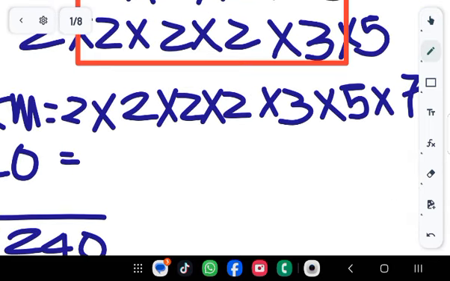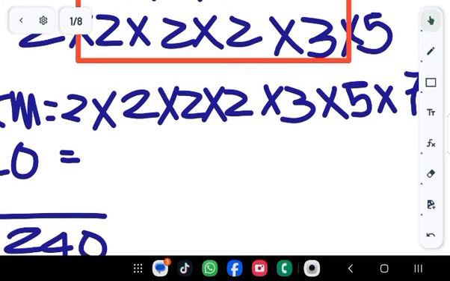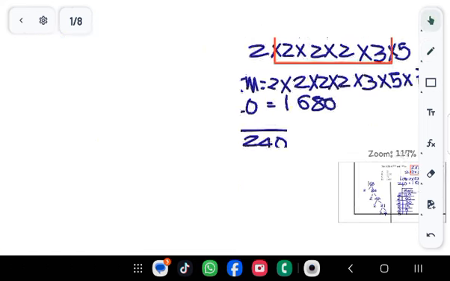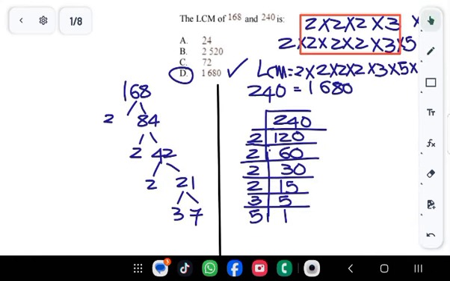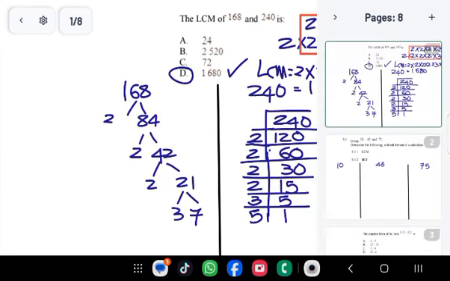Take out a calculator. We go 2 times 2 times 2 times 2, so it's 4 2s times 3 times 5 times 7, and that answer gives us 1680. That is the lowest common multiple, and that gives us the answer is D. And that's how you find the lowest common multiple between two numbers.